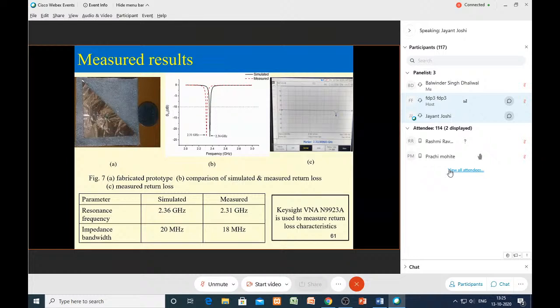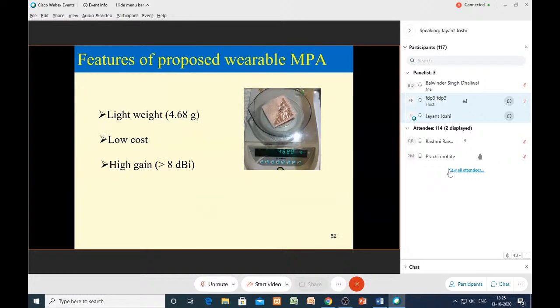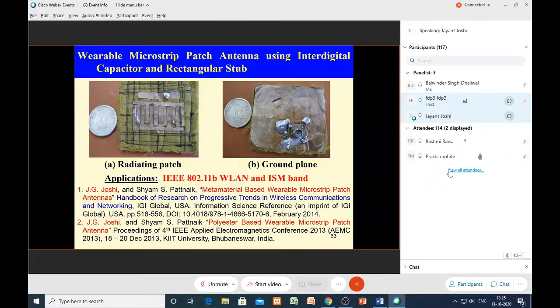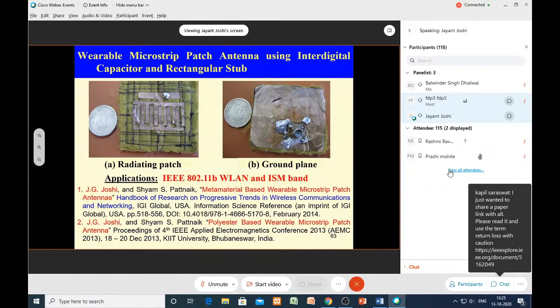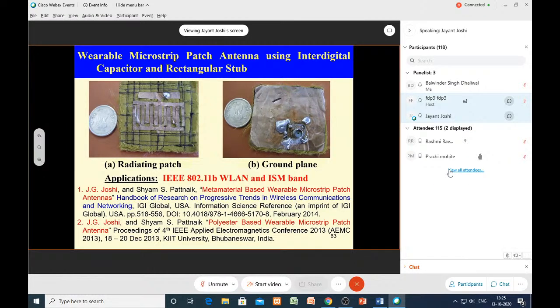Here we used a Keysight vector network analyzer. These are the features, weight and gain. See here, this is another antenna, with an interdigital capacitor loaded with a rectangular stub. It is available in a handbook from 2014, and also in IEEE Applied Electromagnetics. Some participant is asking for the DOI of it. The DOI is in the presentation, and it is also in the references. You can refer to it, no problem.